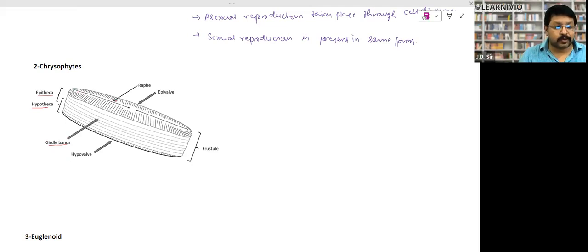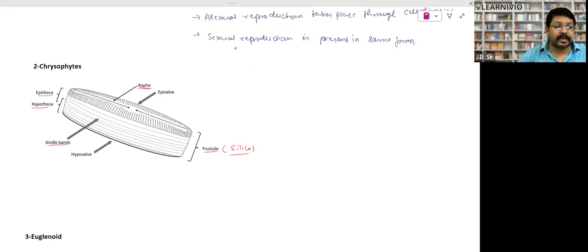There is a central structure called raphe. This complete outer covering is called frustule. This outer covering is made up of silica. That's why diatoms do not degrade. They are just this kind of simple organism.